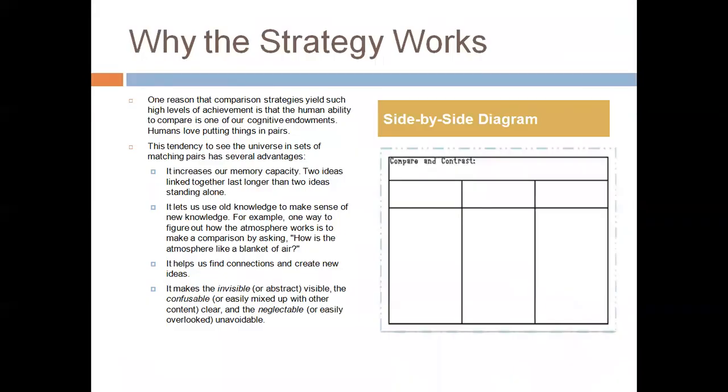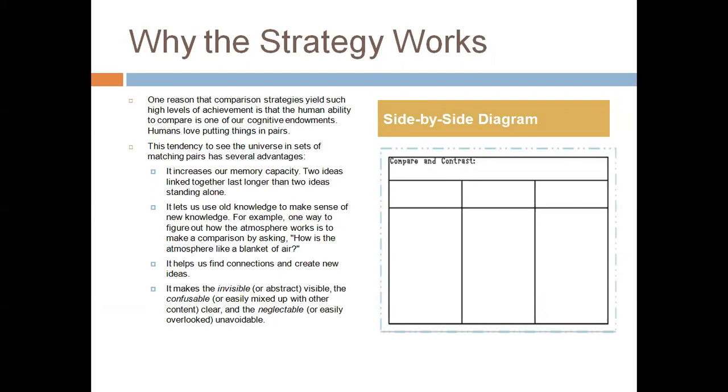Why does the strategy work? One reason that the comparison strategy yields such a high level of achievement is that the human ability to compare is one of our cognitive endowments. Humans love putting things into pairs. This tendency to see the universe in sets of matching pairs has several advantages, such as increasing our memory capacity. Two ideas linked together last way longer. It lets us use old knowledge to make sense of new knowledge.